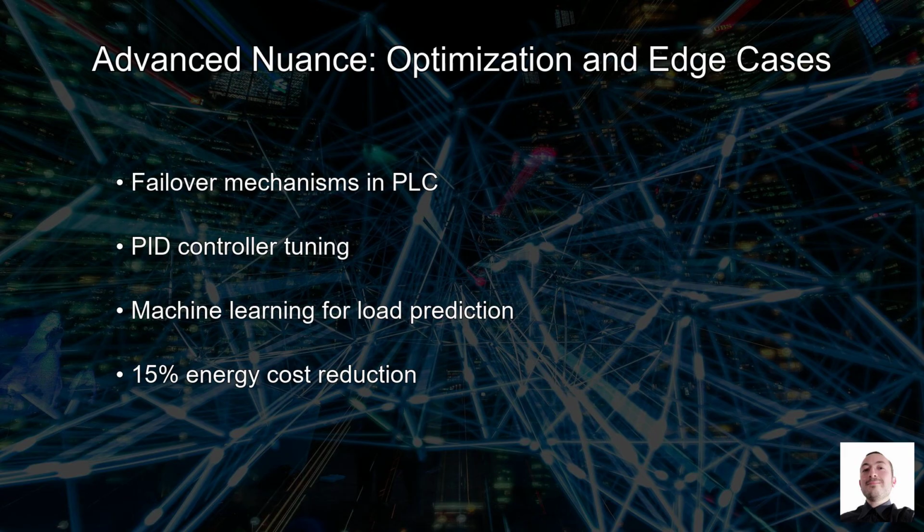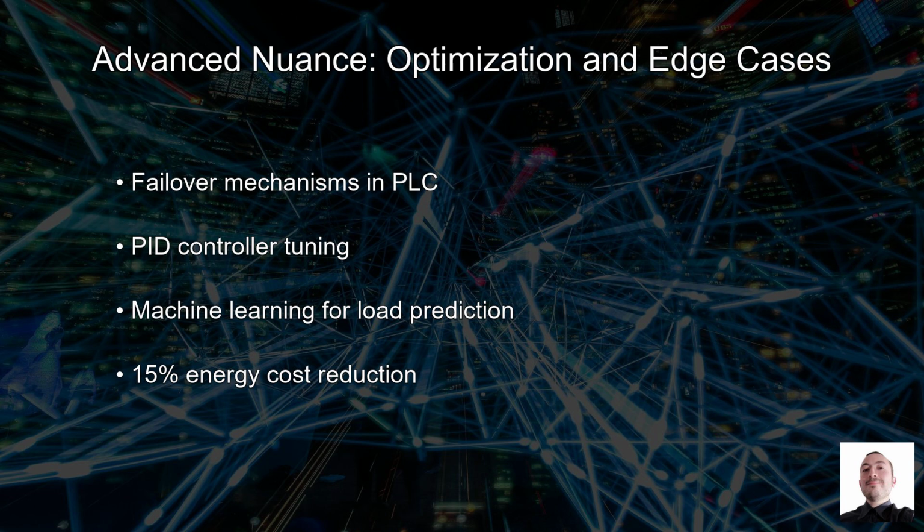Now, let's dive into the advanced nuances and edge cases that can significantly impact the effectiveness of virtual models in data centers. One critical edge case involves the handling of transient states during equipment failure. When a component fails, the virtual model must quickly adapt to reroute operations and maintain stability. This requires setting up failover mechanisms in your PLC programming, ensuring that backup systems are activated within milliseconds.